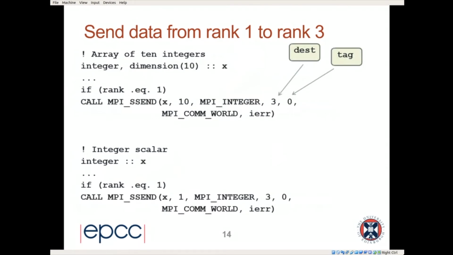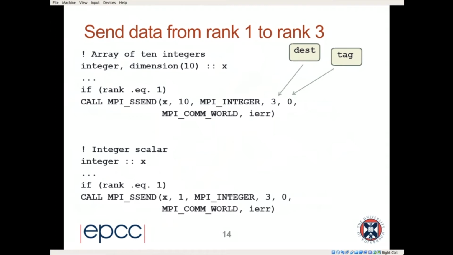Now Fortran, integer dimension 10 x. If rank equals 1, old-fashioned syntax, call MPI send x, 10, MPI integer, 3, and so on, with the ierror. Fortran doesn't differentiate. It sends everything by reference, unless you're a Fortran purist. A scalar is just an array of length 1. So if we want to send a scalar, we just say x, 1, integer. We don't have to do the funny dereferencing, the pointer stuff. So is that clear?